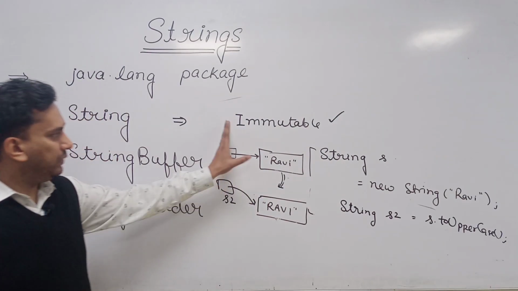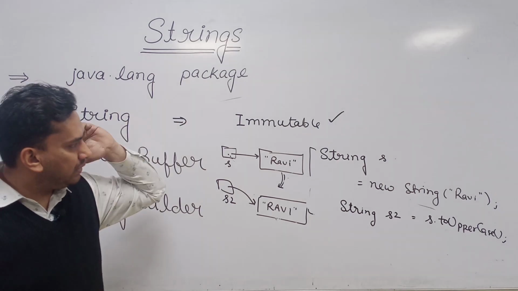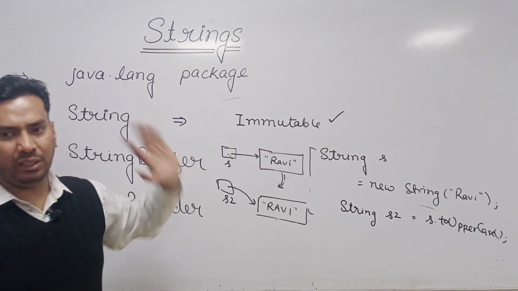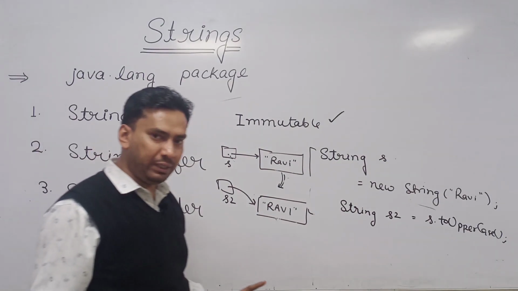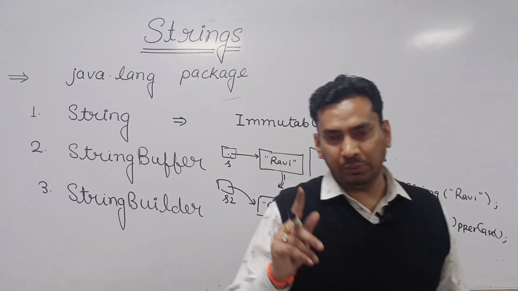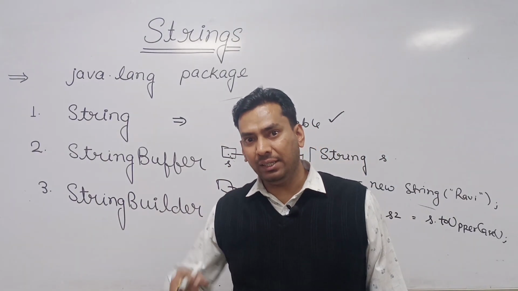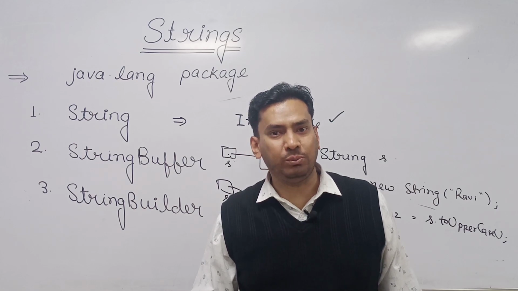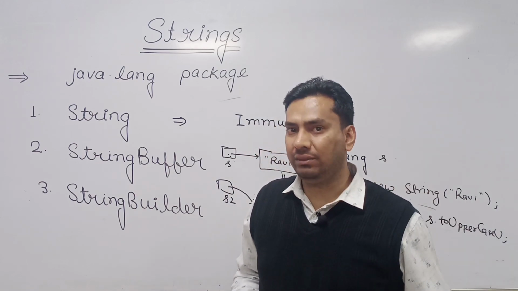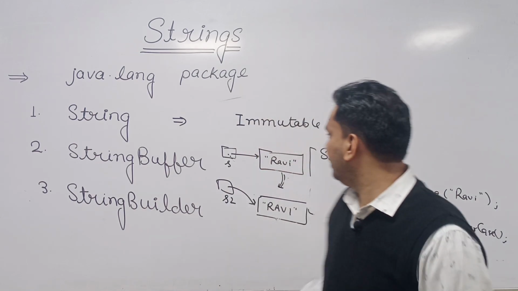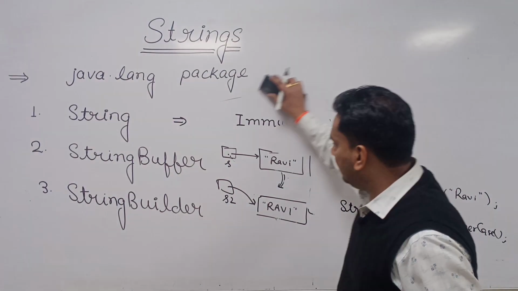So this is the feature of the String class, meaning String class objects are immutable. Immutable means, again repeating, the objects cannot be modified. If you try to call some methods to modify this, a new object will be created. So this is your String class.